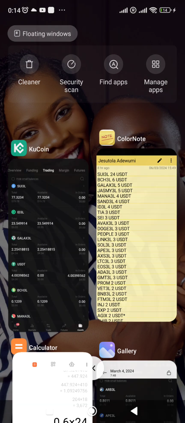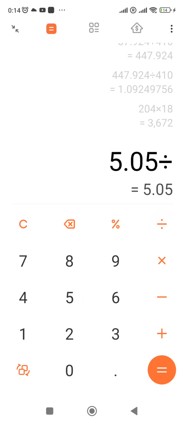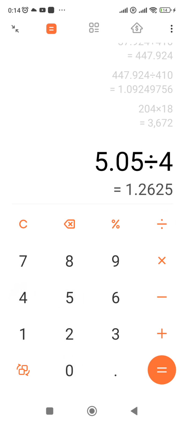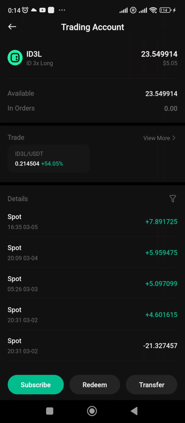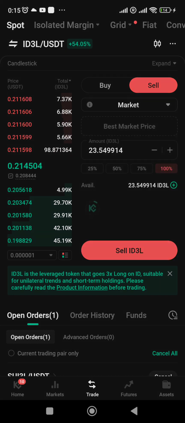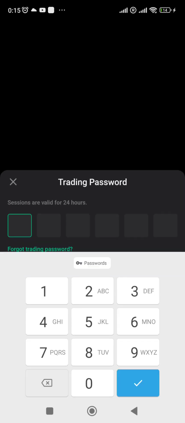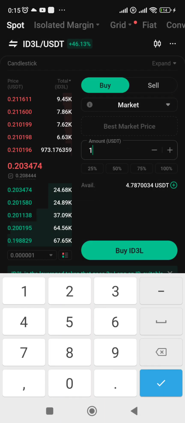I think it's obvious that it's high enough to sell, but to be sure, 5.05 divided by 4 is 1.26. That means it is 26.25% profit. Definitely ripe for selling. So what do I do? I click on it, put a market order, I sell everything. All right, and then I buy 1 USDT.